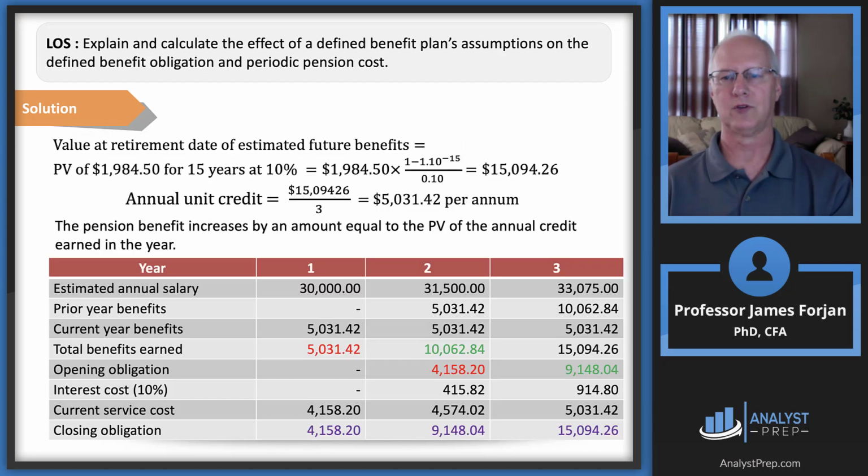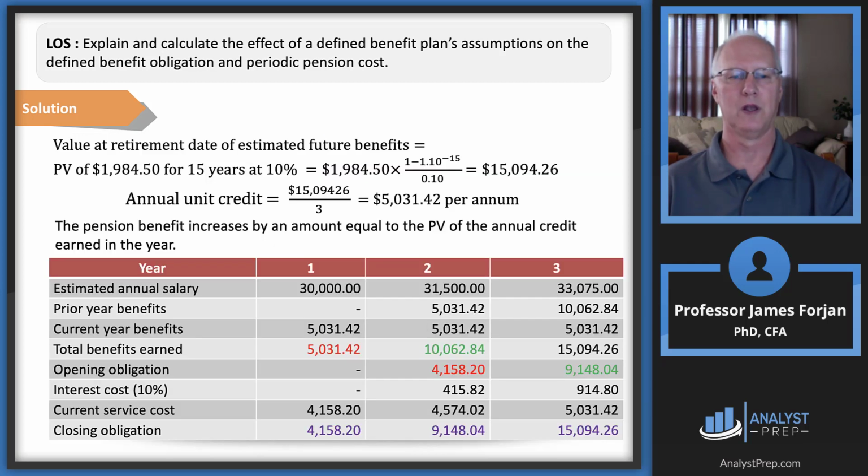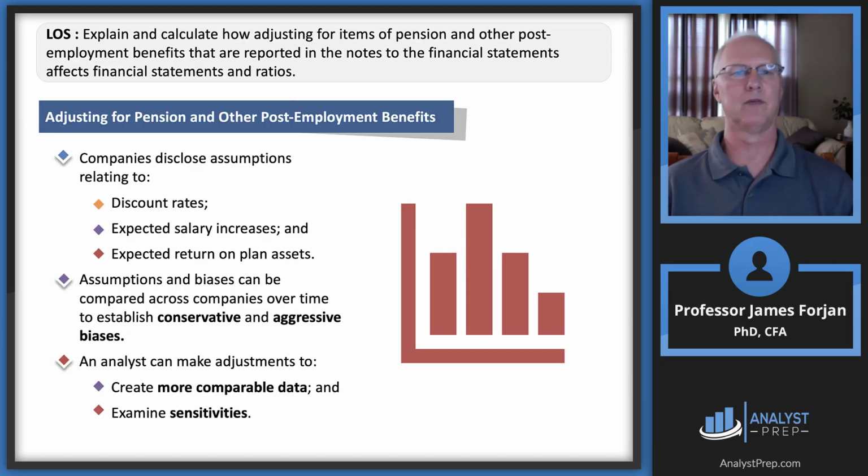Decreasing the discount rate to 8% increases the year 2 closing obligation to $10,458. What was it just on our previous slide? It was $91.48. So now it's $10,485, and it changes the current service cost to $52.42. And what was it there? It was $45.74. And there are the calculations that are shown. So if you need to go back and do those, go ahead and just pause the video and go ahead and recalculate those. But of course, if you've done it in Excel, you have all of these answers right in front of you.